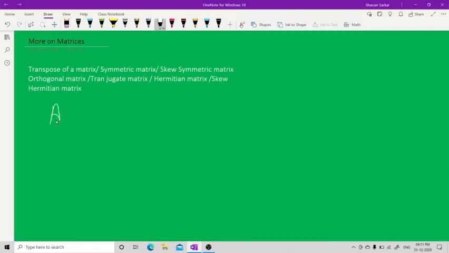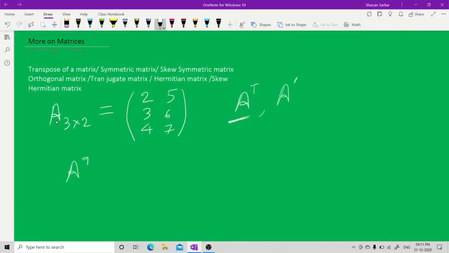Now, suppose you've got a matrix A, which is of the form 3 cross 2, that is 3 rows and 2 columns: 2, 3, 4, 5, 6, 7. Then the transpose of this would be denoted by A transpose in some books, and some books use a different notation. I will use this. So in A transpose, this row will become a column: 2, 3, 4, which is a 3 cross 2 matrix, and then 5, 6, 7. Now you have seen that this has become 2 cross 3.